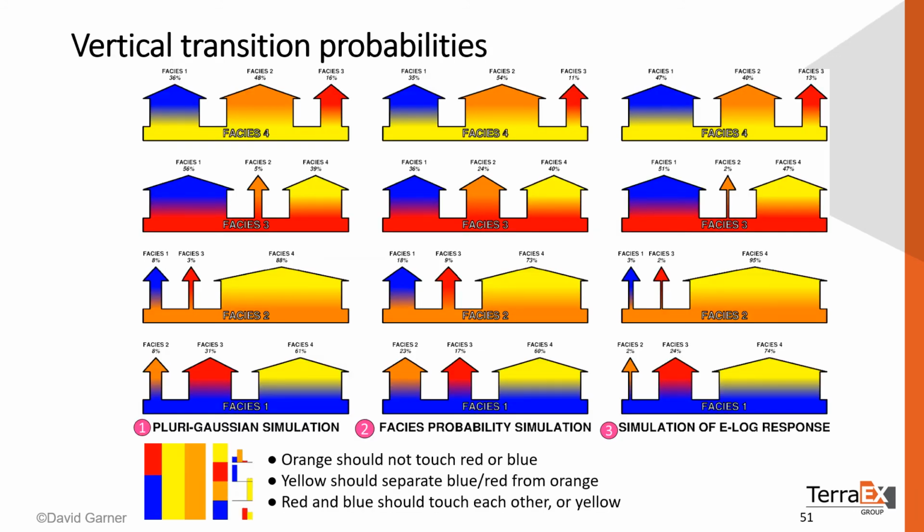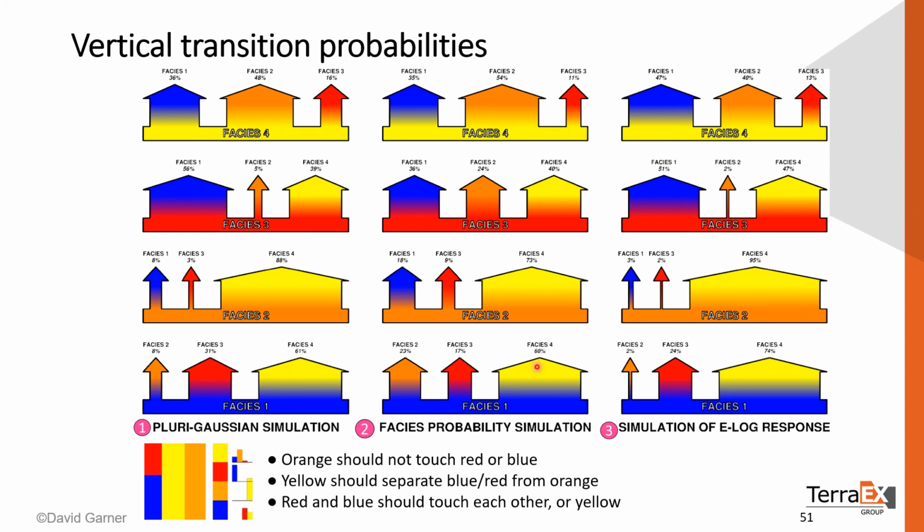then the transitions are being shown here. We have the vertical transition probabilities, the plurigaussian, again, the blue transitions into yellow, red, orange into yellow, and so forth. And using the probabilities, the transitions. And again, these arrows are proportional to the facies proportion. The size is proportional to the facies proportion in the transitions.